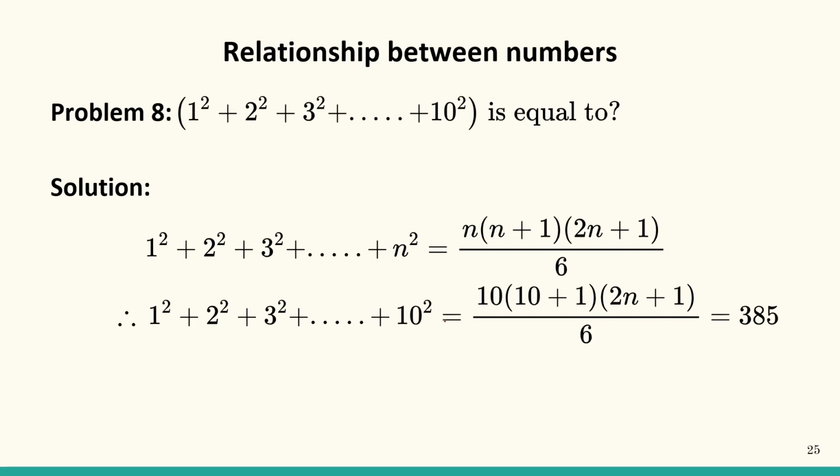So if you do this, 10 into 10 plus 1 is 11, into 2n, so 20 plus 1 is 21, by 6. So this is 2, 7. So this is equal to 5. 7 into 5 is 35, into 11. So this is nothing but 350 plus 35, that is nothing but 385. So 385 is the final answer.